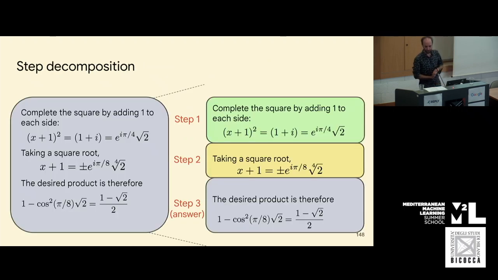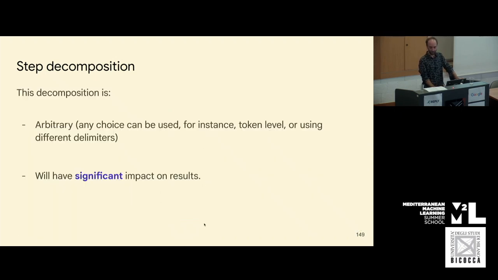So, first, step decomposition. This is easy. Do whatever you want. A common thing to do is to say, well, this is a completion, and I'm just going to call each step what comes after, maybe, an equation or after a period. It's whatever you want it to be. So in this case, I've decided to decompose this into three steps: the first step of reasoning, the second step of reasoning, and the third step, which includes the answer. This decomposition is arbitrary. By arbitrary, I mean any choice can be used and the theory will still apply.